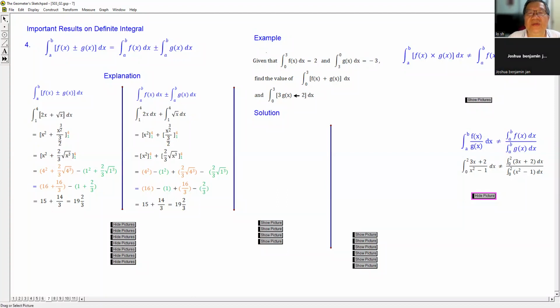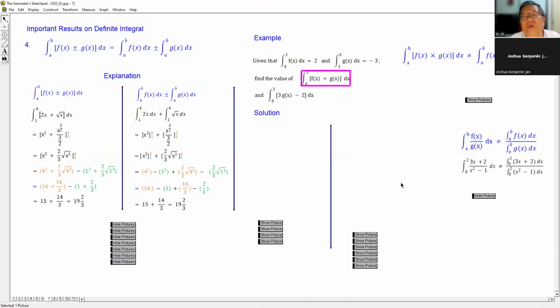Now, given this question, since the function is unknown, they have to give you something. That something is this: the definite integral from 0 to 3 of f(x) is 2. The definite integral of g(x) from 3 to 0 is -3. You see the limit here and the limit here is different, right? Okay, so take note. So now we are going to find this first definite integral.